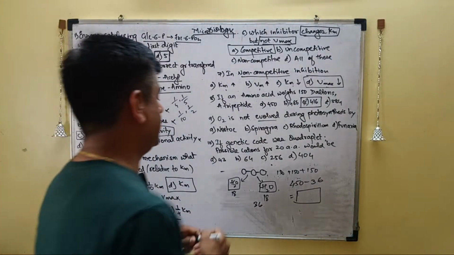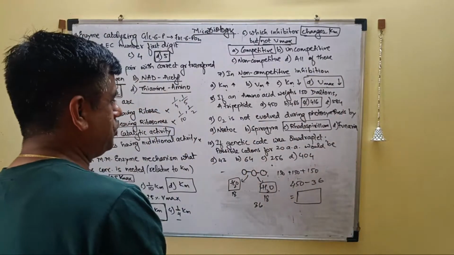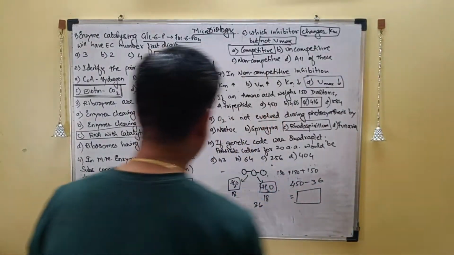Great, Priyanka. It is your C, that is Rhodospirillum. All the others are going to give out oxygen during their photosynthesis. They are oxygenic photosynthetic organisms, right?